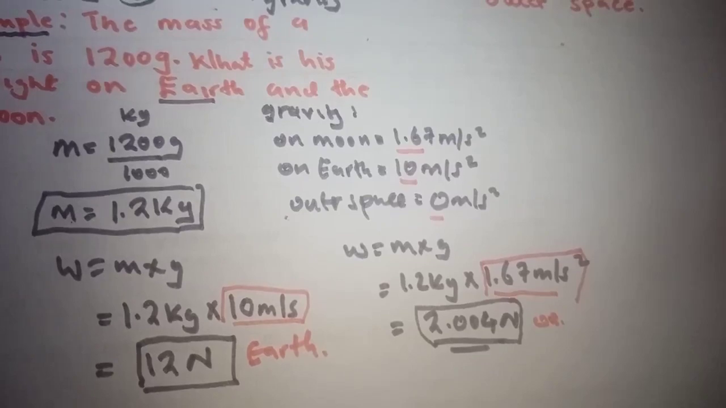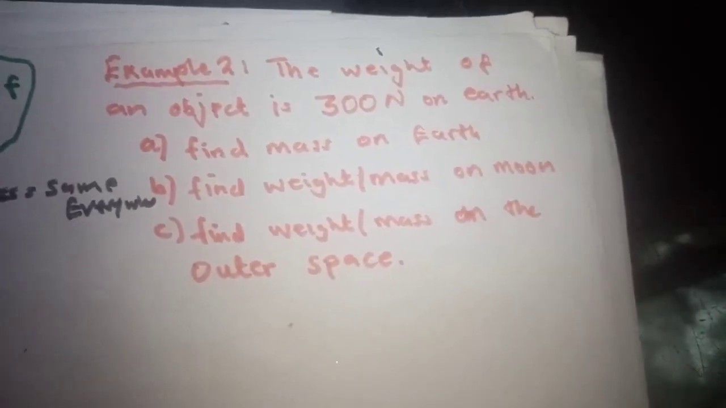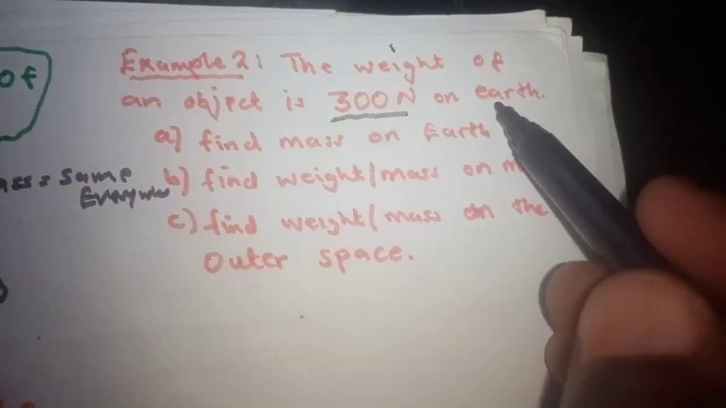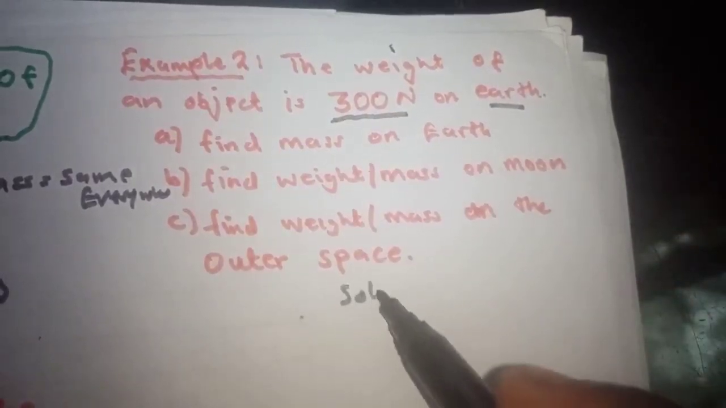Let's do another example. These are quite simple stuff. The weight of an object is 300 newtons on Earth. Find the mass on Earth. So, solution.